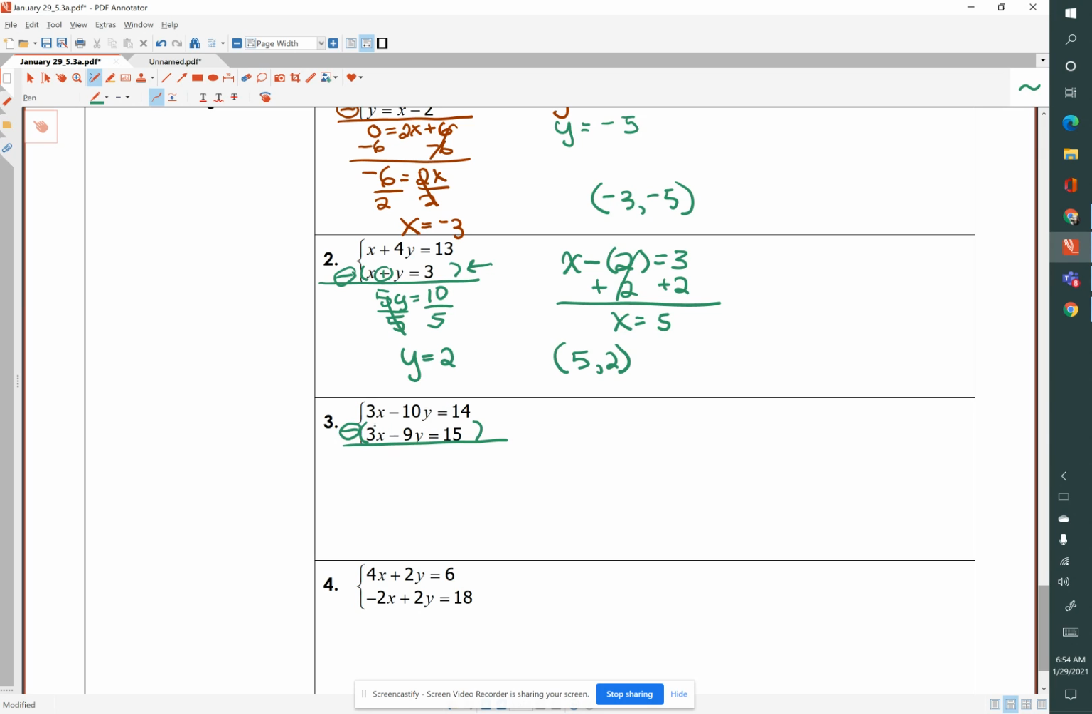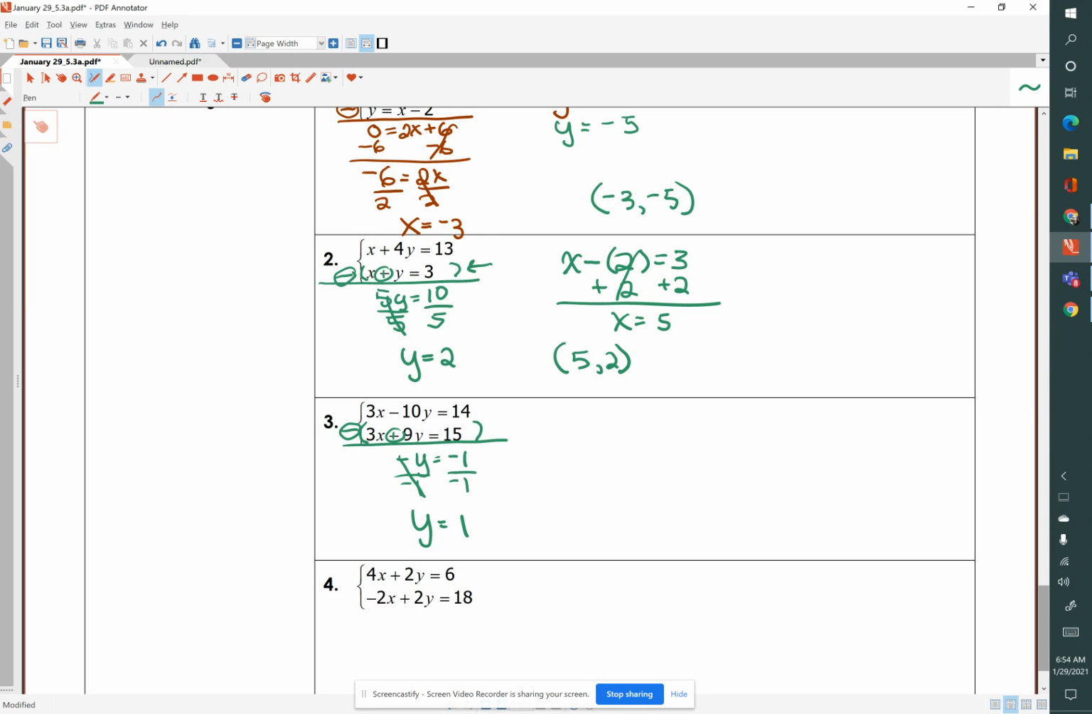Now remember, we are subtracting a negative, which is the same as adding a positive. Negative 10y plus 9y is negative 1y, or negative y. That's an invisible 1. 14 minus 15 is negative 1. Negative y equals negative 1 means we have to divide both sides by negative 1 to get rid of the negative, and then y equals 1.